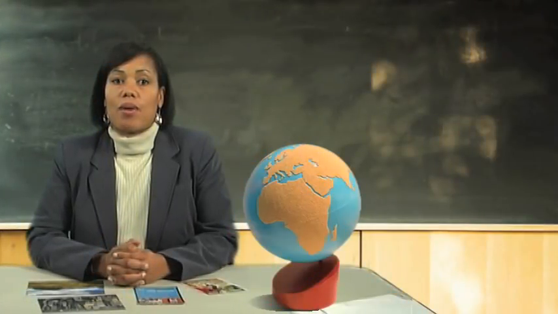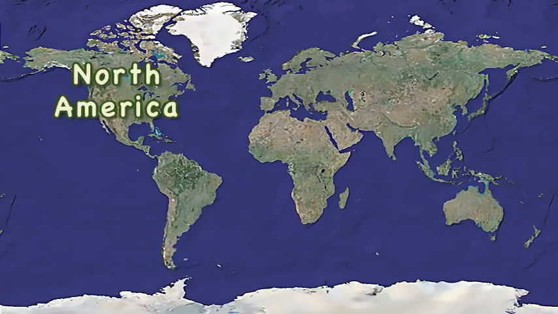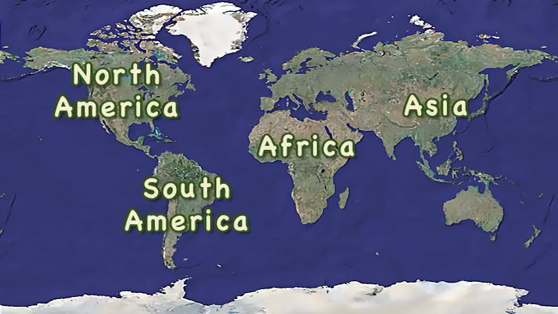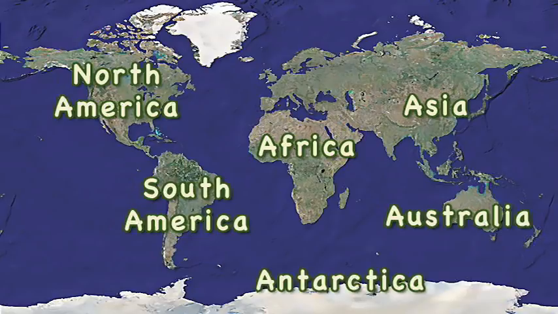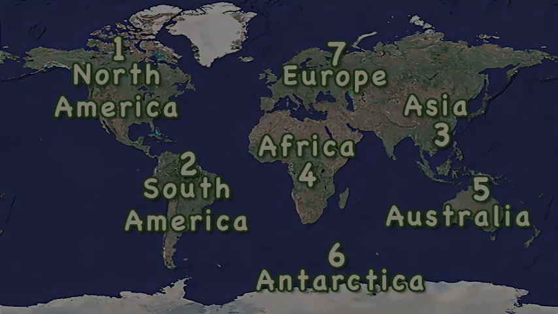Remember, the globe is a representation of what Earth looks like from outer space, and it is round. On a globe, you will find both land and water. There are 7 continents on a globe. We have North America and South America, Asia, Africa, Australia, Antarctica. Brr. It's cold there. And Europe. That's 1, 2, 3, 4, 5, 6, 7 continents.